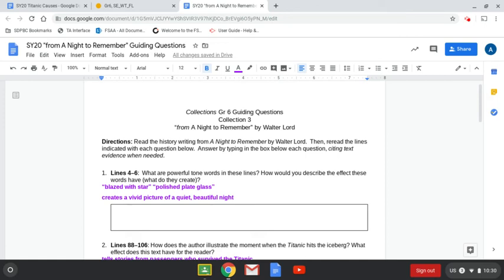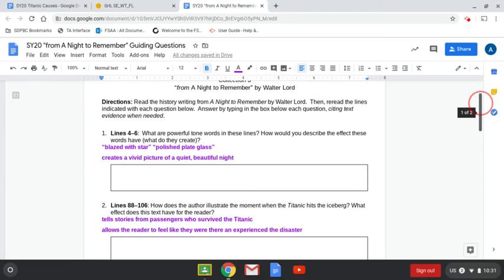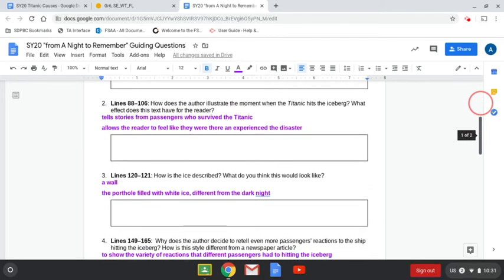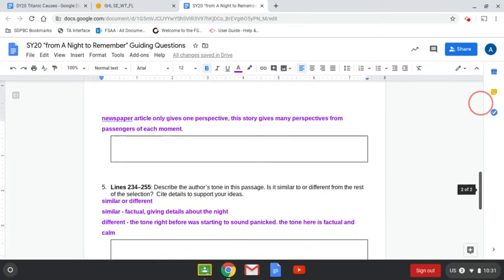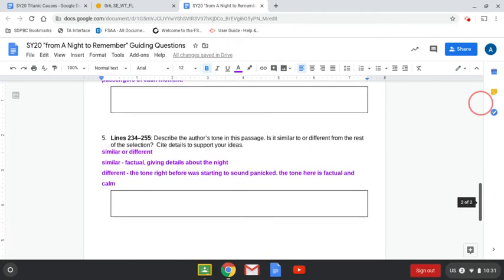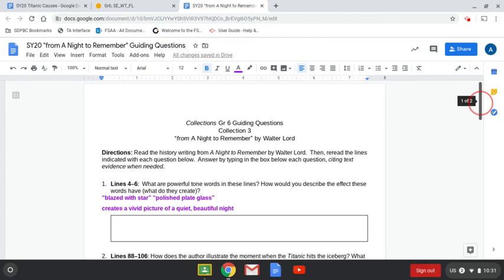All right, guys and girls, this is your assignment. So I am going to walk you through it. I'm going to help you out with numbers 1 and 2, and then you are going to do 3, 4, and 5 on your own. And you will turn it into Google Classroom when you are done.